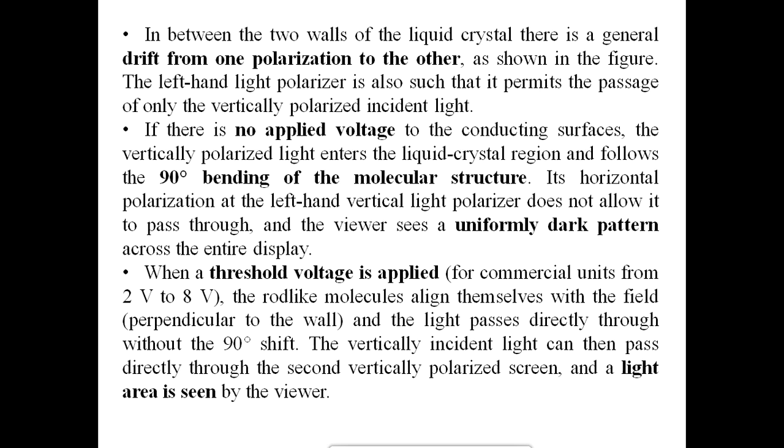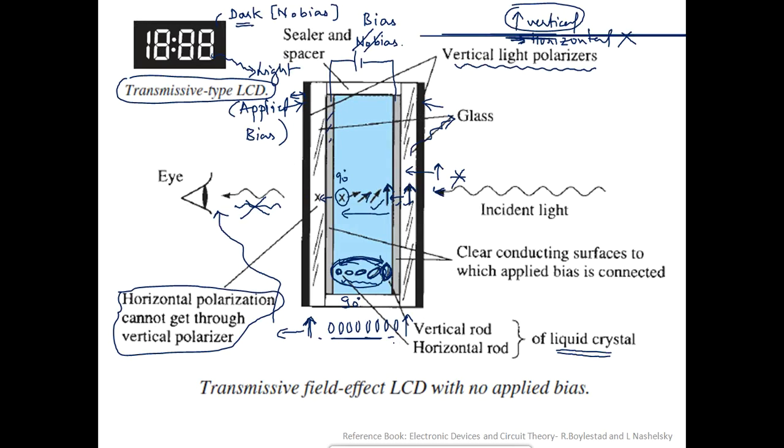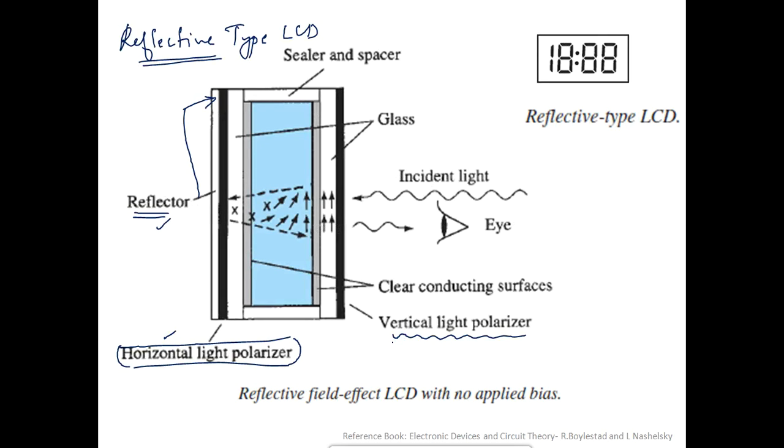In the case of transmissive, both the polarizers were vertical. In the case of reflective type LCD, we have a reflector and then one horizontal light polarizer at the left hand side, and one vertical light polarizer on the right hand side of this particular structure. The rest of the components are the same. So what happens whenever light is incident? We are considering the no bias case as of now.